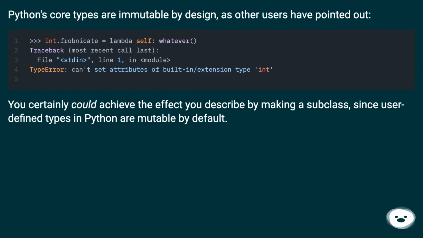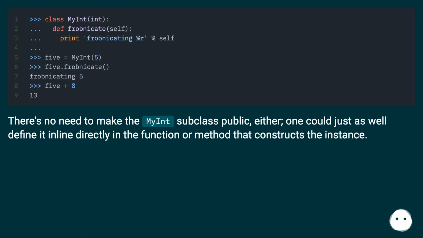Python's core types are immutable by design, as other users have pointed out. You certainly could achieve the effect you described by making a subclass, since user-defined types in Python are mutable by default. There's no need to make the myInt subclass public, either. One could just as well define it inline directly in the function or method that constructs the instance.